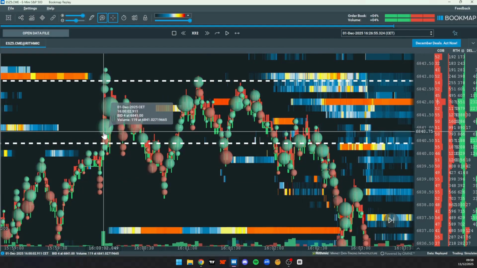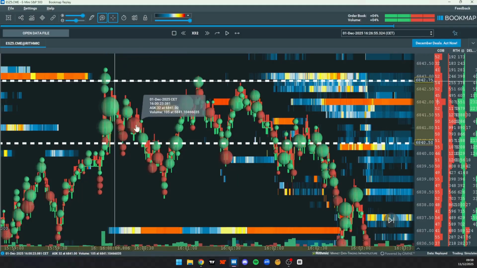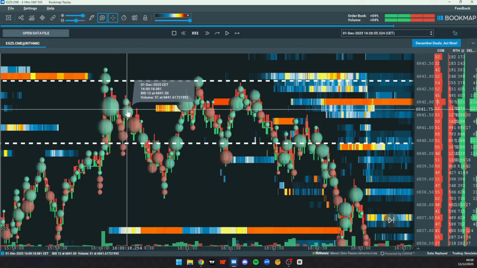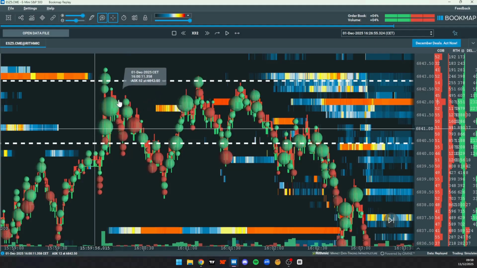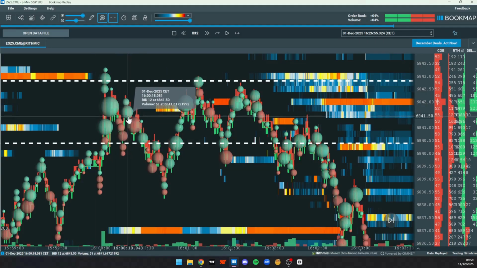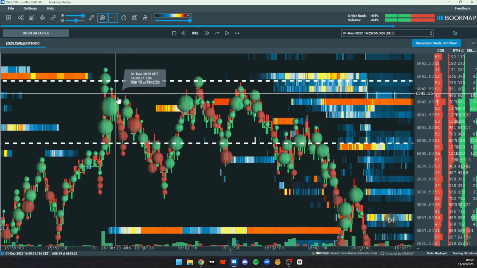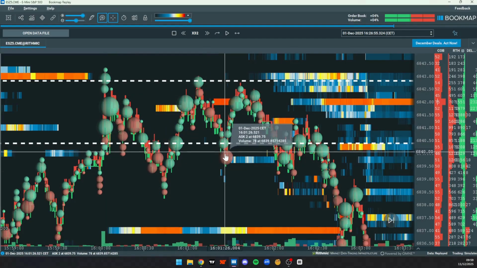Okay, so it's important not to jump the gun and not enter too early. This is a mistake I've done as well in the past, just entering too early, really believing that this level will hold. And we're never going to know that for sure. We need to see a proper confirmation as well.